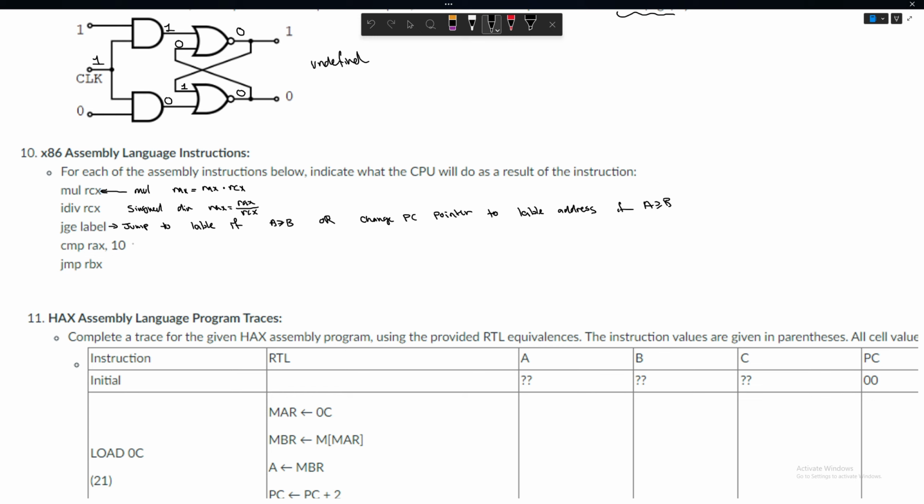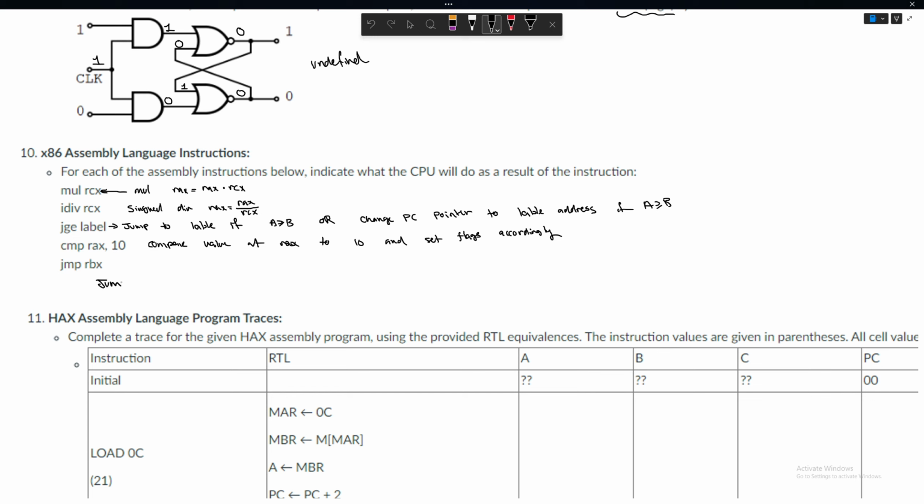Okay, compare RAX and 10. This will compare the value at RAX to 10 and set flags accordingly. Is he satisfied with this? I'm not sure. Because whatever the comparison, it will set flags, and then whatever comes after it will check those flags. Now, jump RBX is the same thing.